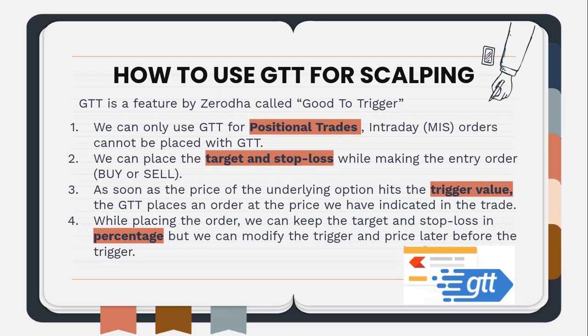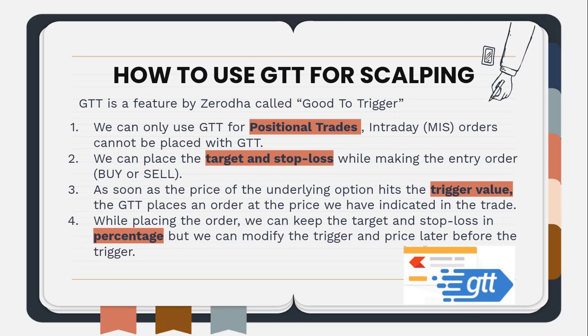Although we take a normal NRML order, the GTT will be triggered within the minute, so we have to exit the trade in and out within a minute. The next thing is, while placing an entry, we can place the target and stop loss for buy or sell orders both at the time of the entry itself in GTT. As soon as the price of the underlying option hits the trigger value we placed in GTT, the GTT places an order at the price we have indicated in the trade. I'm going to show you with an example next.